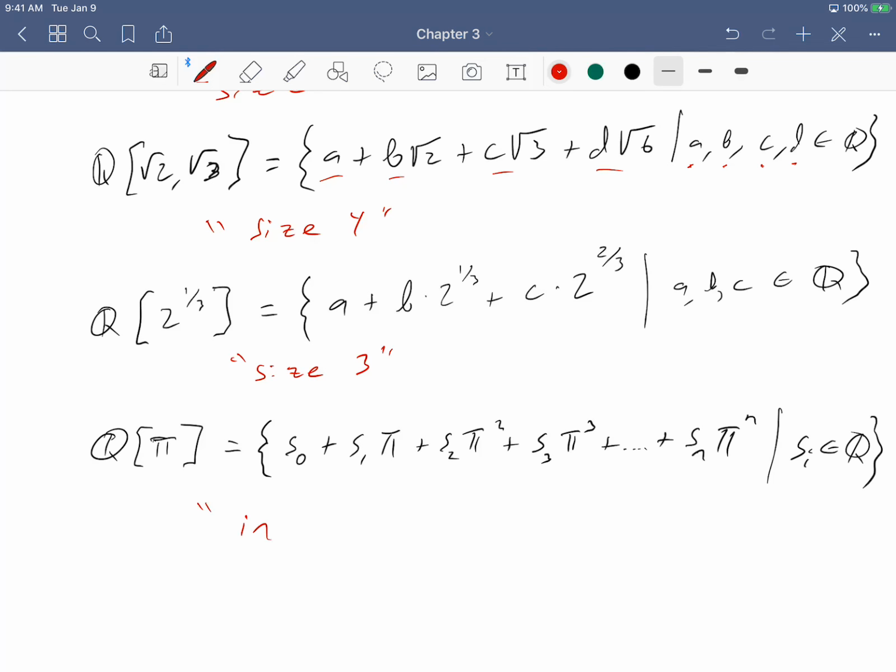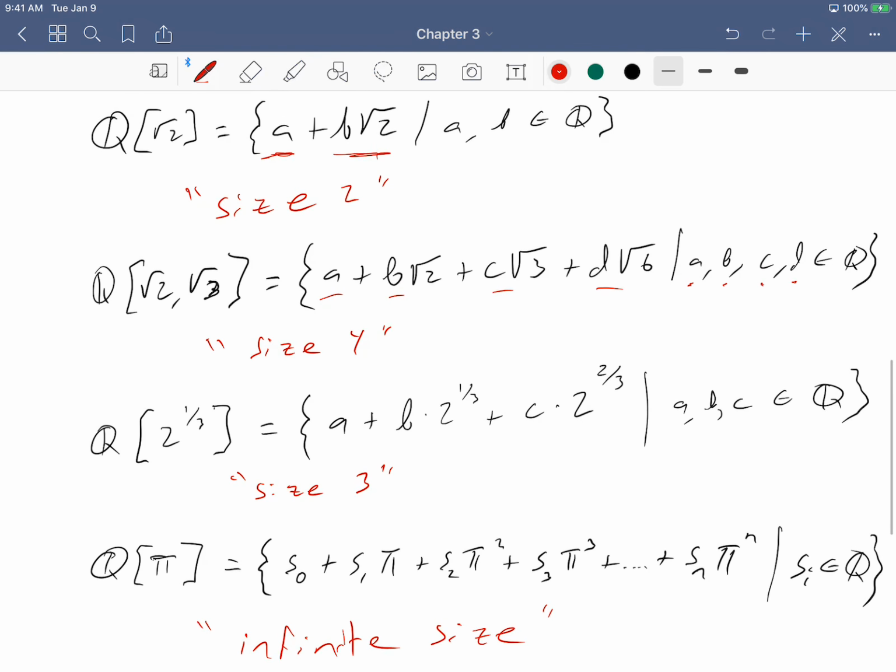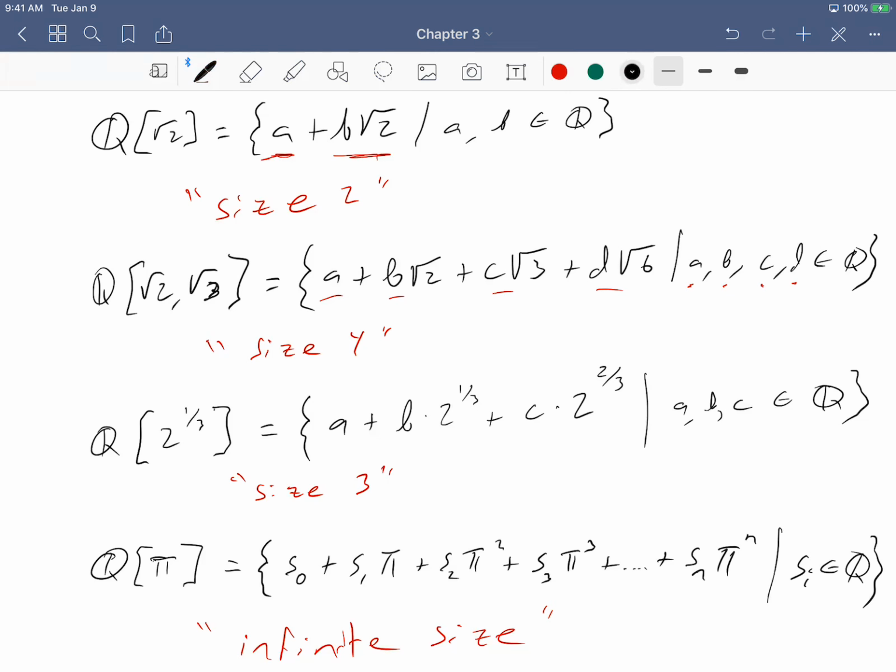And here, I might have some kind of idea of this as an infinite size. There is no end to the power of pi that I need. I can have pi to the 100. I can have pi to the 5,000. Those are all fair game in this set, and none of them are going to simplify or reduce down. All right, so this is a nice way to categorize these sets, and we want to think more about it and understand better what we mean by size and how we know when we're done or if we never finish. The last example.